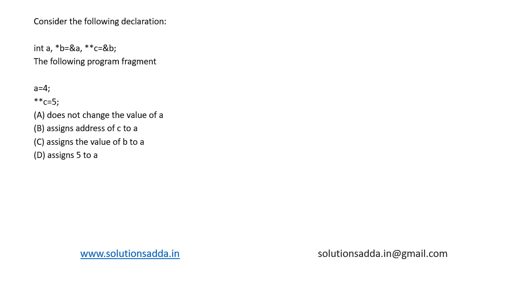This is a question from C programming. Consider the following declaration. We are given an integer variable a, a pointer variable b, and another pointer variable c. The program fragment is as follows. We are assigning a equal to 4, then **c equal to 5. What does the following code do? So let's try to solve it.